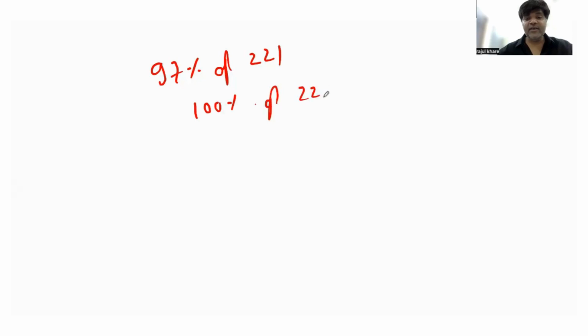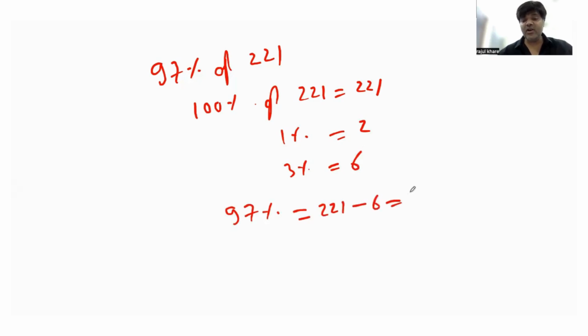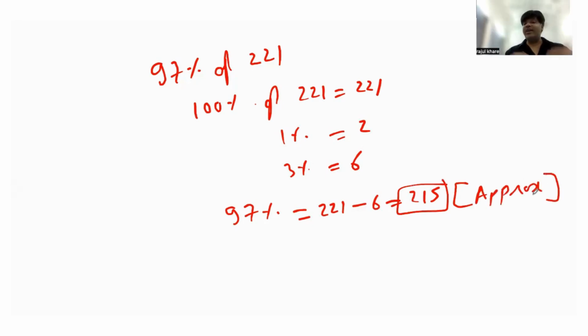Okay, let's apply this in one more question, which is 97% of 221. If I ask you what is 97% of 221, I can directly say that 100% of 221 is 221. 1% is 2, so 3% will be 6. So 97% will be 221 minus 6, which is approximately 215. These all answers are approximate.